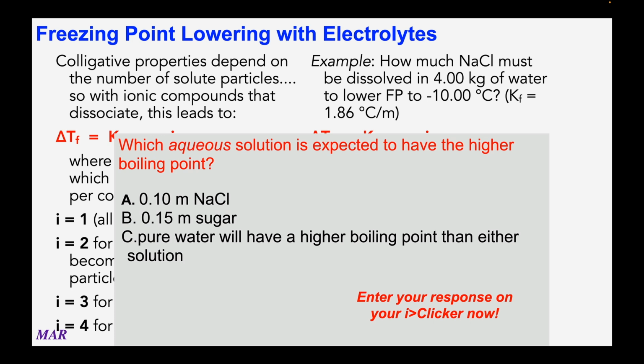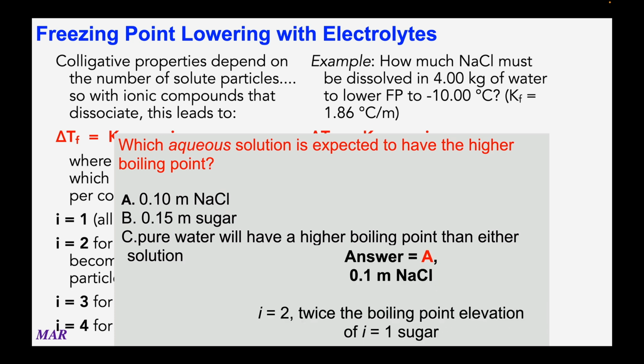However, sugar is a covalent molecule, all carbons, hydrogens, and oxygens, with an i factor of 1. But sodium chloride is ionic, and in water it's going to break up into Na+ and Cl-, an i factor of 2. So the i factor times the molality is what we should consider here to find the higher boiling point. For sugar, that would be 0.15 times 1, which is just 0.15, and that's high, but it's not as high as 0.10 times 2, the i factor for sodium chloride. So in reality, answer A, the 0.1 molal NaCl, should have a higher boiling point because of the i factor.